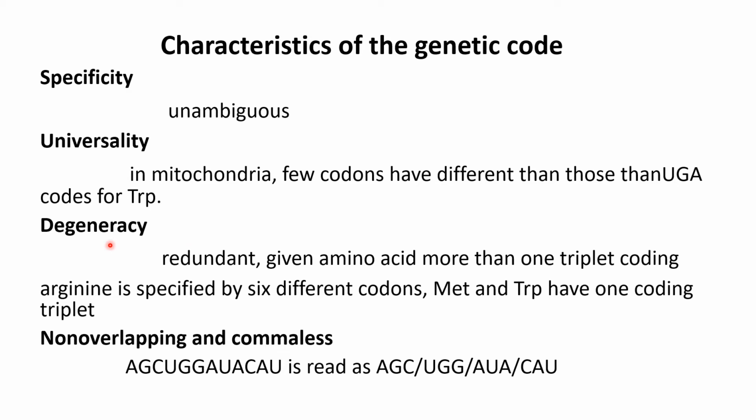However, there are only 20 standard amino acids, and for these 20 standard amino acids, there are more than 20 codons present in the genetic code. So 61 codons are present for 20 standard amino acids. It means that there is more than one codon for the 20 standard amino acids. So this genetic code is redundant, or degenerate.